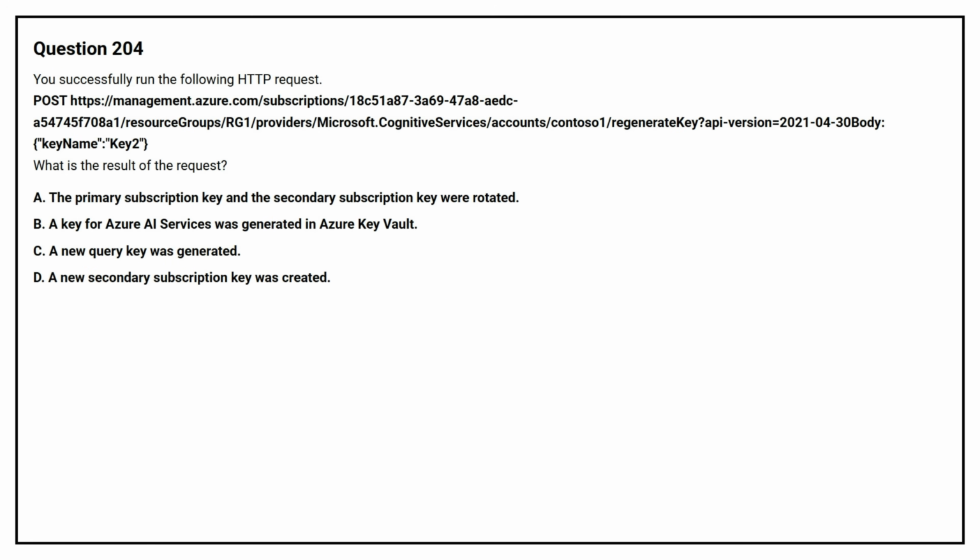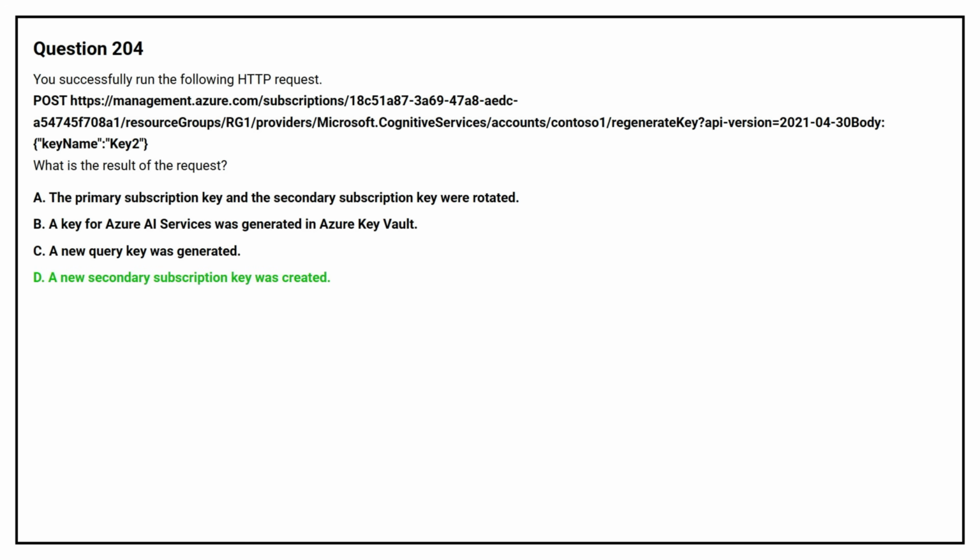Question number 204. You successfully run the following HTTP request. What is the result of the request? Option A, the primary subscription key and the secondary subscription key were rotated. Option B, a key for Azure AI Services was generated in Azure Key Vault. Option C, a new query key was generated. Option D, a new secondary subscription key was created.